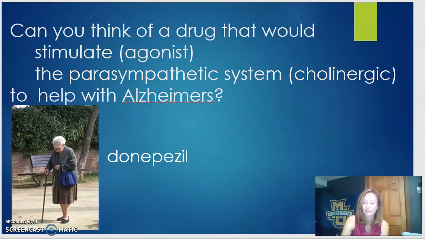So that's right, donepezil. It's an indirect acting cholinergic agonist because it blocks acetylcholinesterase. And if you think about that word, it ends in ase, which means enzyme. And if you have an enzyme, acetylcholinesterase, that enzyme breaks down acetylcholine. And we don't want the acetylcholine broken down in Alzheimer's because that is what leads to their decreased memory. So if you have this drug that is stopping that enzyme from breaking it down, you're going to have an increase in the acetylcholine. So you will have an increase in this patient's memory for Alzheimer's.